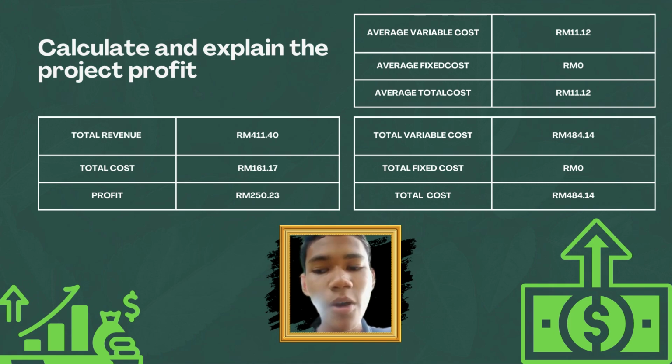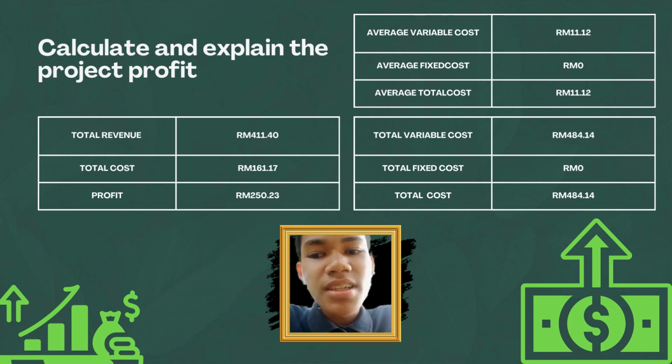The next is calculate and explain the project profit. The formula of profit is total revenue minus total cost. The total revenue is RM 411.40. The total cost is RM 161.70. So the profit is RM 2050.23.